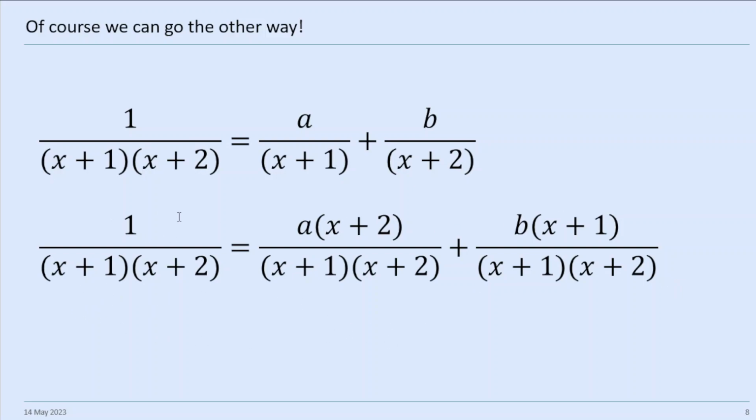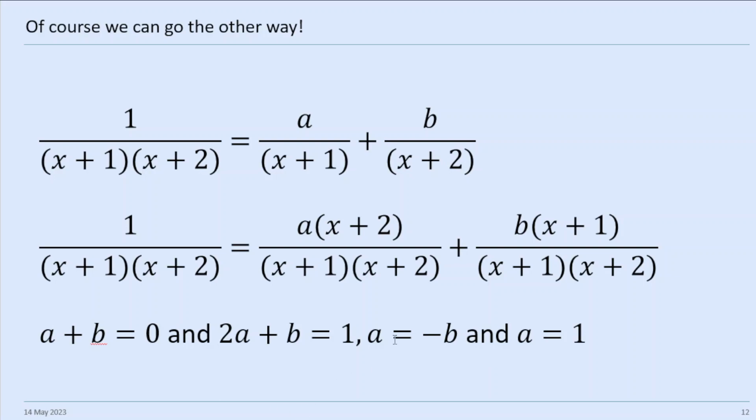So if we equate the numerators, we've got an equation, or kind of two equations. On the left-hand side, we've got no x's, and on the right-hand side, we've got a plus b x's, so a plus b have to be 0. If we equate the constants, on the left, we've got 1, and on the right, we've got 2a plus b. So 2a plus b is 1. So a equals minus b, because a plus b is 0. And then when we put in minus a for b here, we get a equals 1. And if a equals 1, then b equals minus 1.